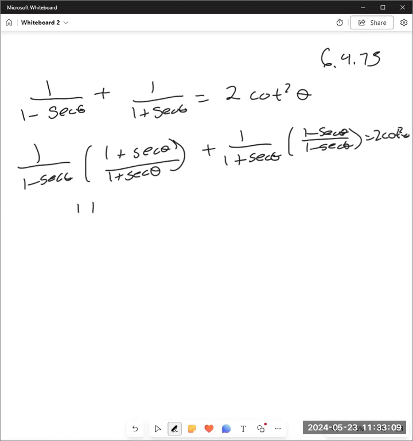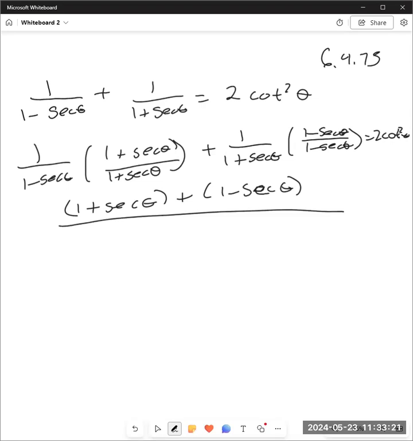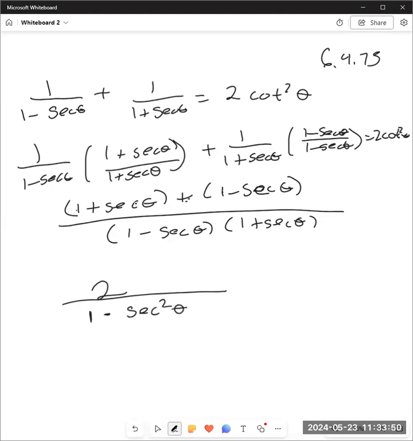It's going to give me 1 plus secant theta plus 1 minus secant theta over 1 minus secant theta times 1 plus secant theta. And then we have 1 plus 1 is 2. Secant theta plus a negative secant theta is 0. So multiply these and I get 1 minus secant squared theta.